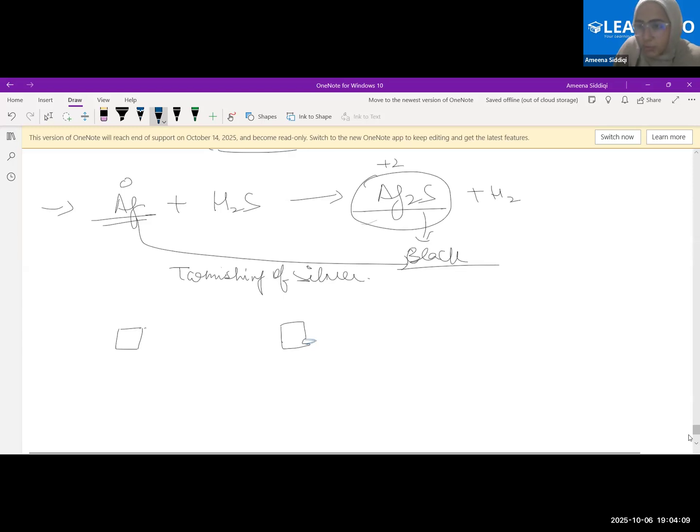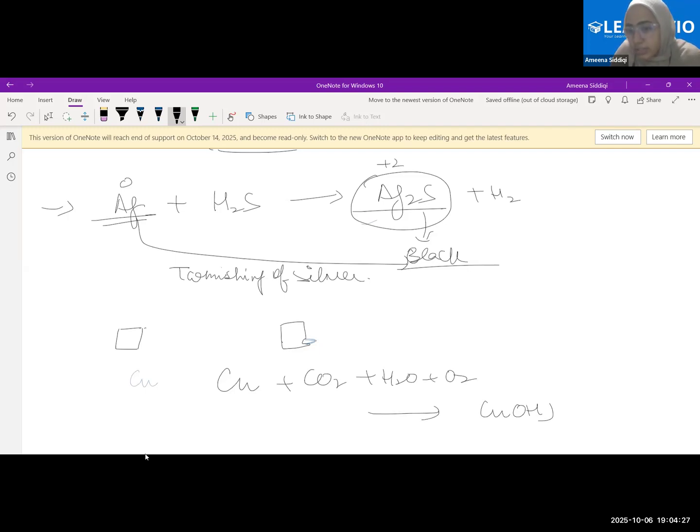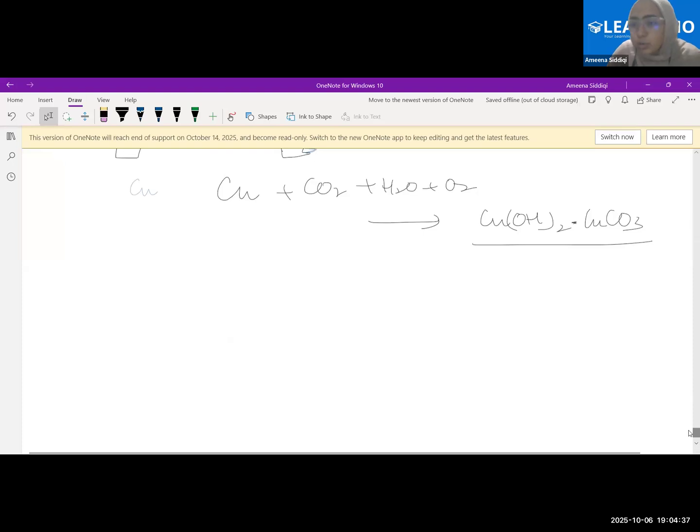Last example here for corrosion. All of these are examples of corrosion. The last example is for copper. Copper here is in the elemental form. It will react with the carbon dioxide, water, and oxygen present in the atmosphere and form copper hydroxide dot copper carbonate. This is a compound which gives the green color to copper vessels.